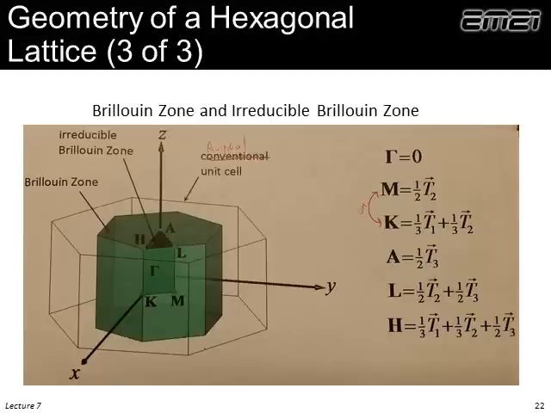Given the reciprocal lattice vectors, we can construct the Brillouin zone and the irreducible Brillouin zone, and we can label the key points of symmetry. More importantly, we can calculate those key points of symmetry as some combination of the primitive translation vectors of the reciprocal lattice. And so that's summarized here for you.